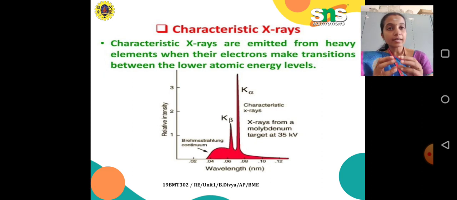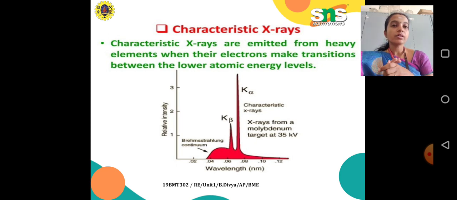Characteristic X-rays are emitted from a heavy element when their electrons make transitions between the lower atomic energy levels. When the electrons make the transition between the lower atomic energy levels, these characteristic X-rays are emitted.